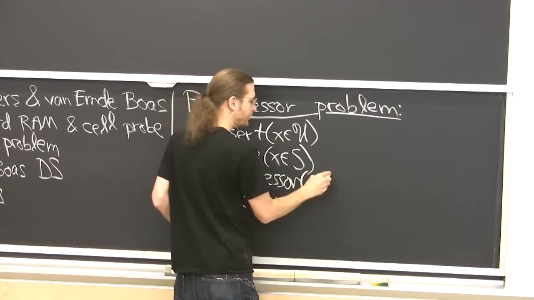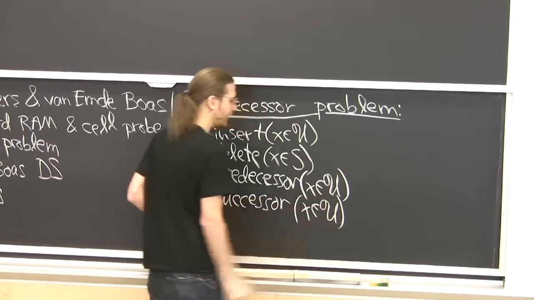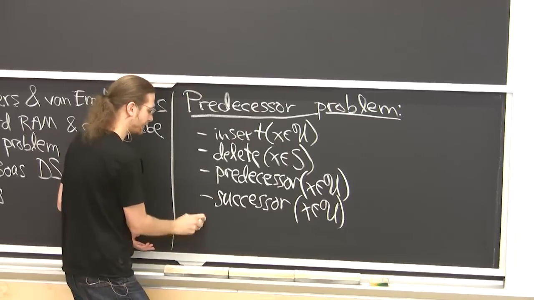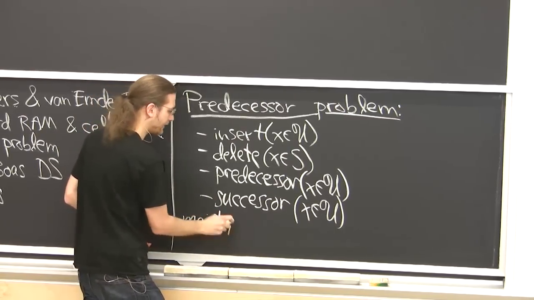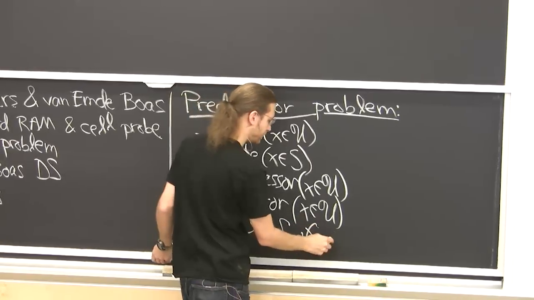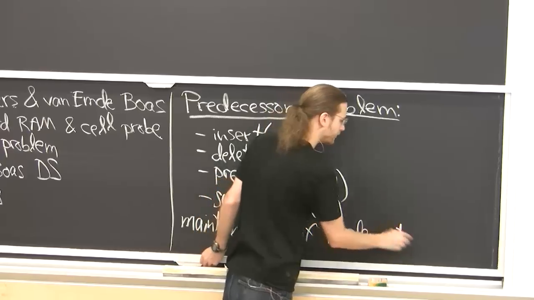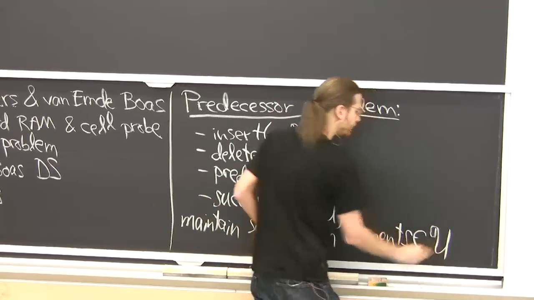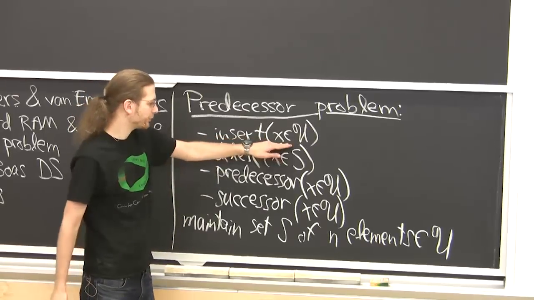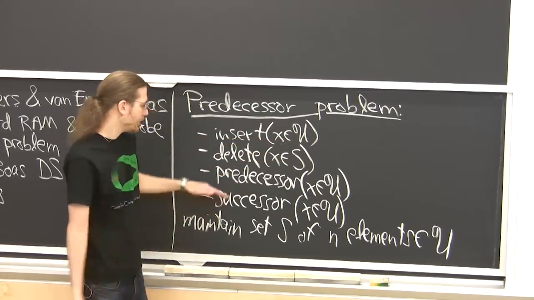And in general, the predecessor problem, the key thing I want to highlight is that we're maintaining here a set called S of n elements, which live in some universe U, just like last time. When you insert, you can insert an arbitrary element of the universe.